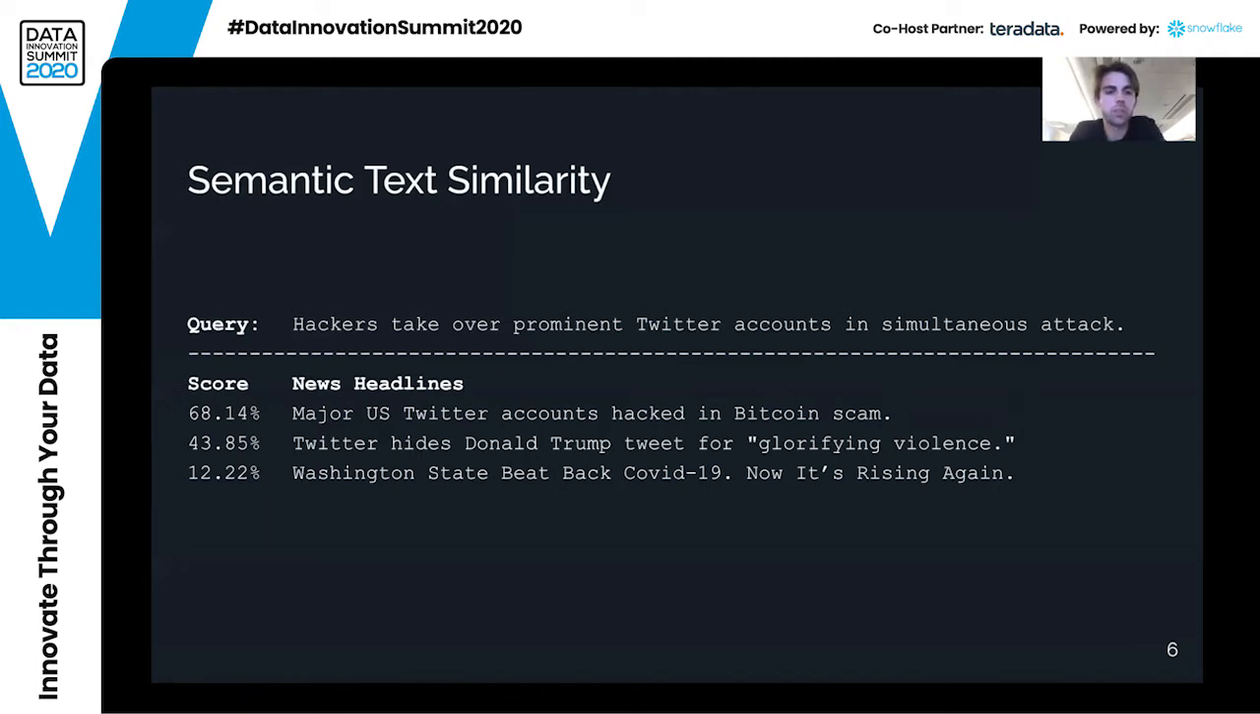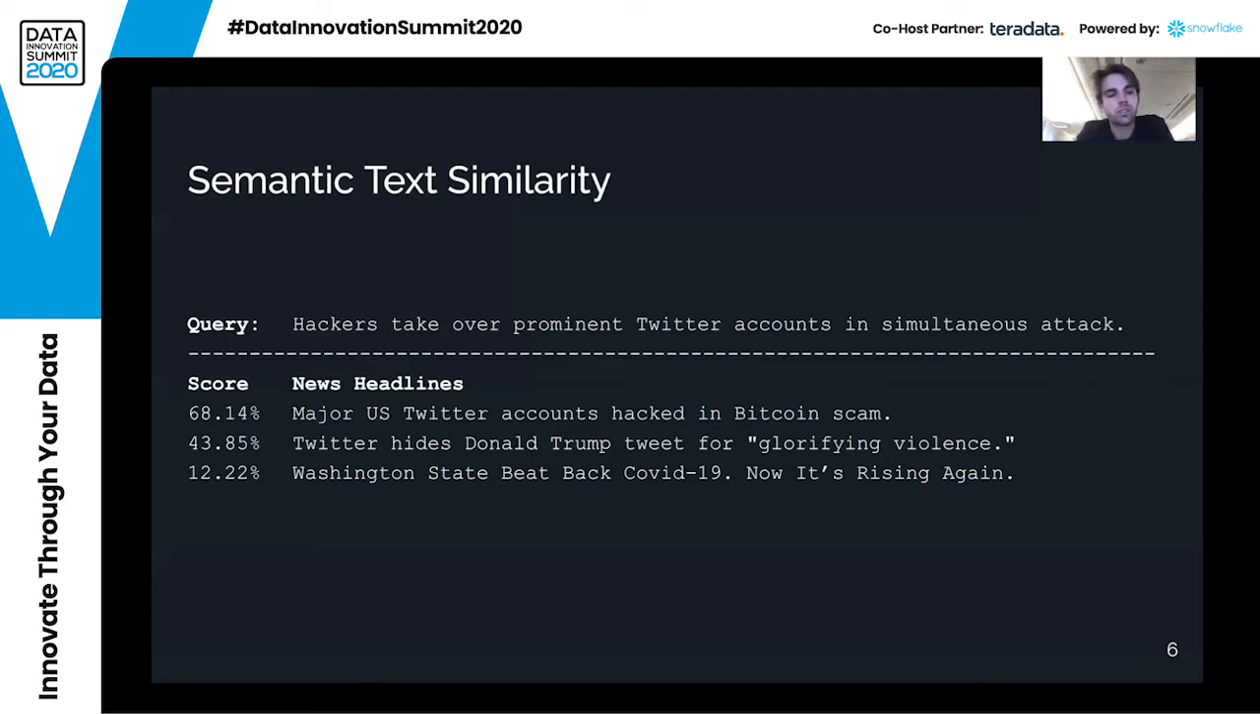As you can see, the major US Twitter accounts hacked in Bitcoin scam, as it should, is here being ranked the most similar to the query, hackers take over prominent Twitter accounts in simultaneous attack. The second most similar talks also about Twitter, but it doesn't talk about some accounts being taken over or hacked, so it's not as similar as the first one. And the last one is talking about Corona, but it's not talking about Twitter or accounts being hacked at all.